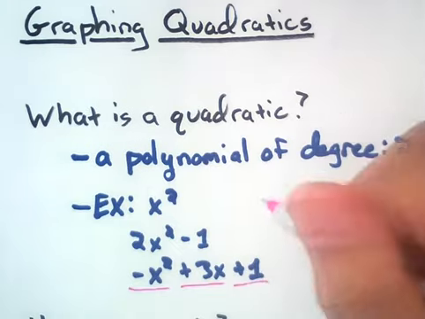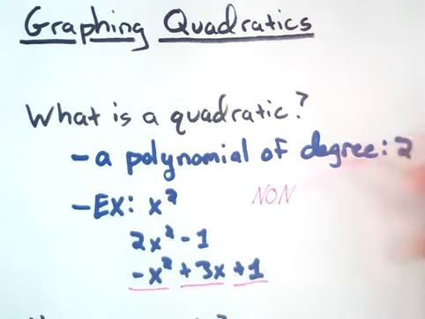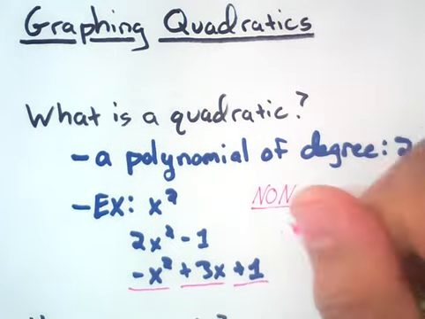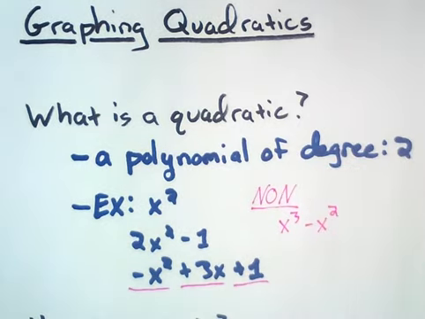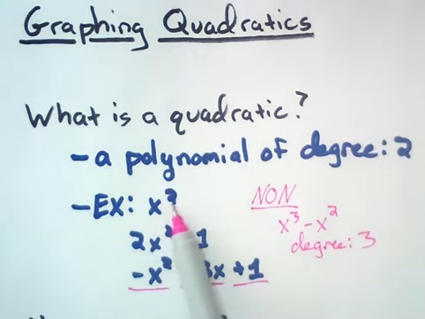A good non-example, for instance, would be something like x cubed minus x squared. Although it's got an x squared term, the degree for this binomial would actually be 3. So we're looking for x squared or a squared, something with a squared in it.